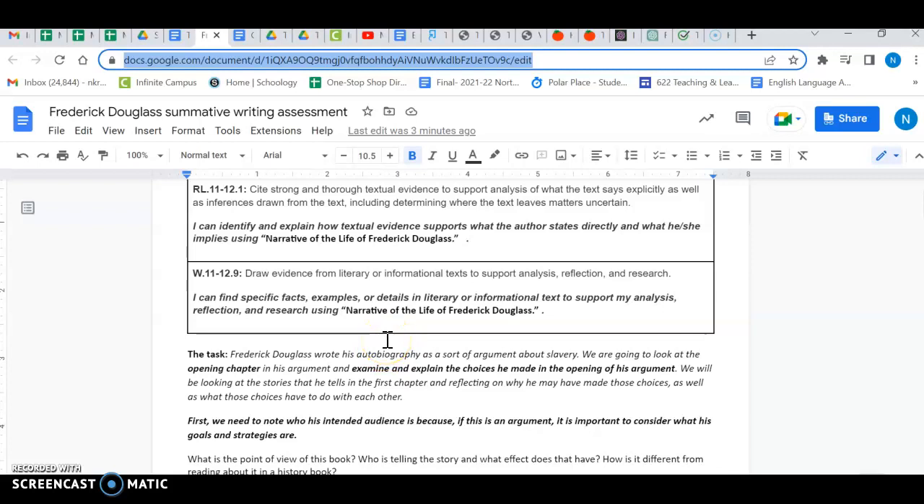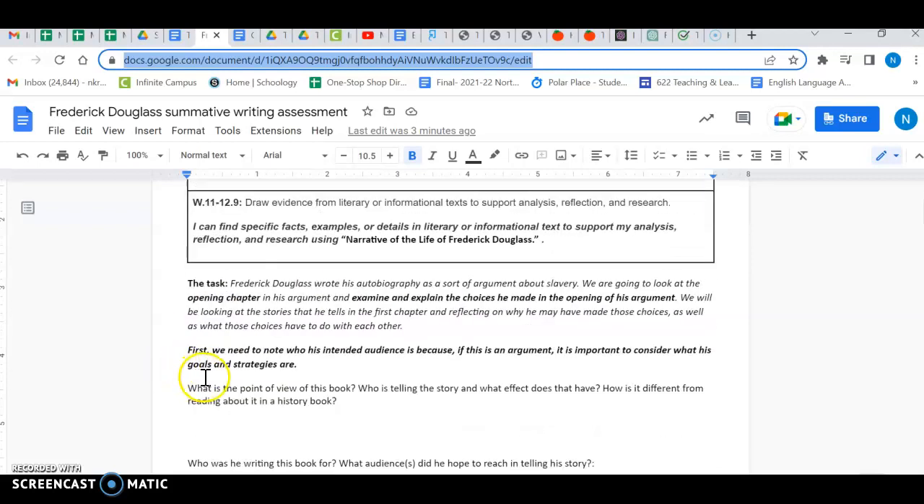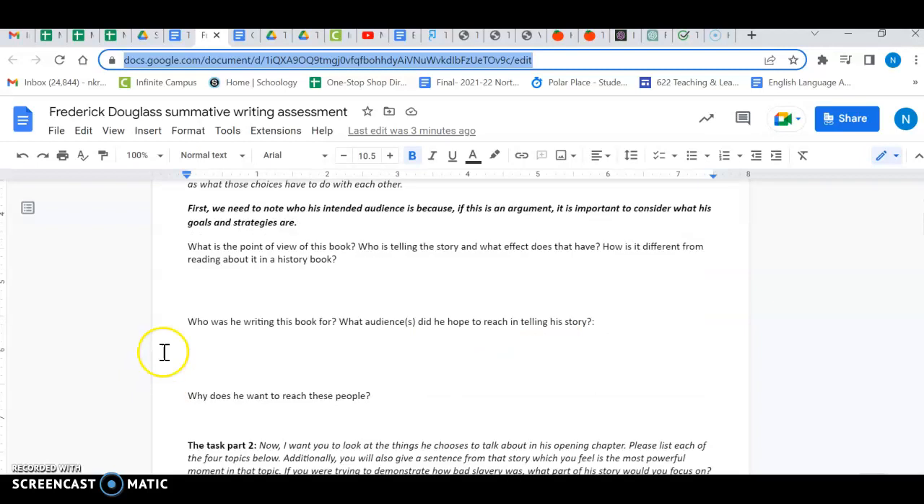Basically, you're looking for the evidence that Frederick Douglass chooses to put in his first chapter and explain why he would choose to tell those particular stories. So the task: Frederick Douglass wrote his autobiography as a sort of argument about slavery. We're going to look at the opening chapter in his argument and explain and examine the choices he made in the opening of his argument. We'll be looking at the stories he tells in the first chapter and reflecting on why he may have made these choices, as well as what those choices have to do with each other.